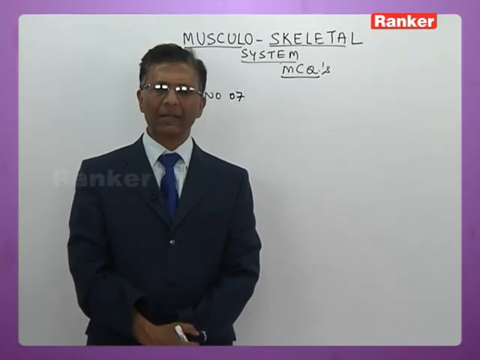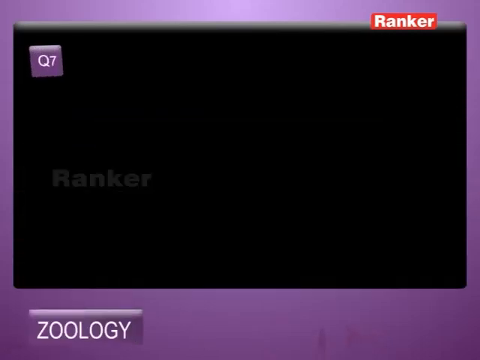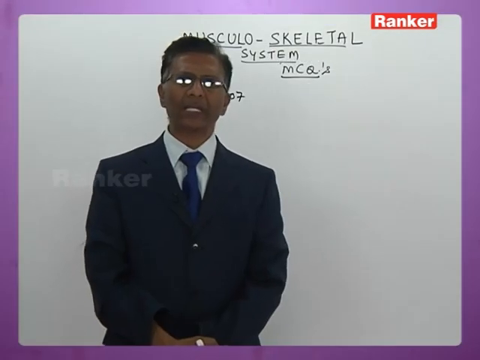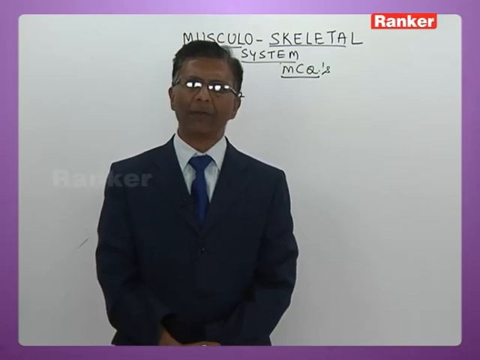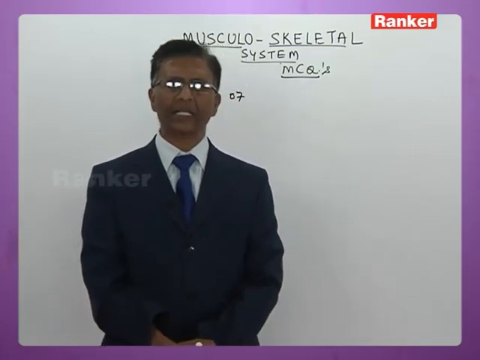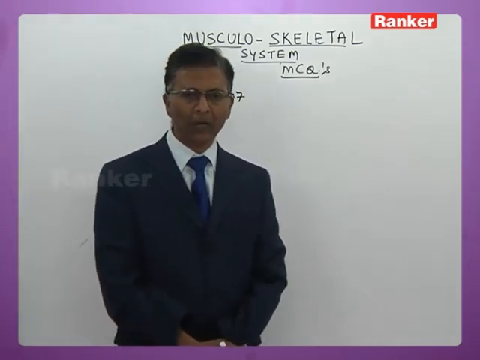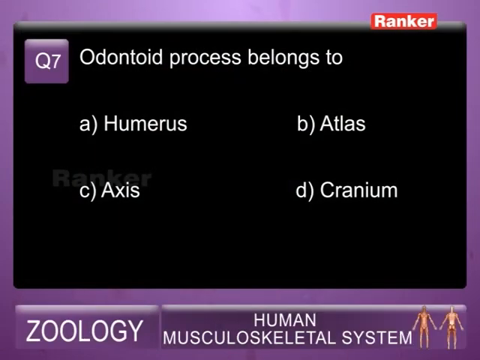Now the seventh question is here. I shall read out for you. Odontoid process belongs to A humerus, B atlas, C axis, D cranium. Odontoid process is a peg-like projection of the second vertebra, that is axis, by means of which it is connected to atlas to form pivot joint. So the answer is C axis.